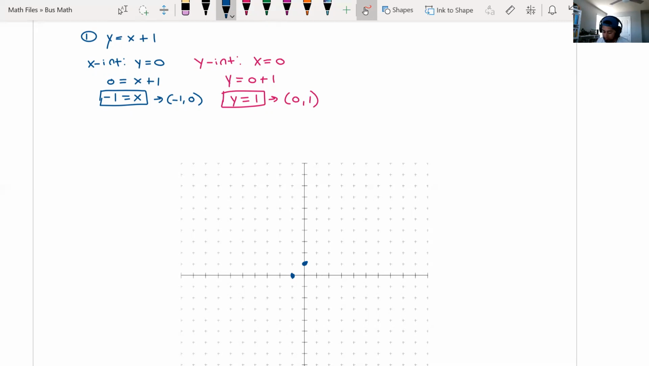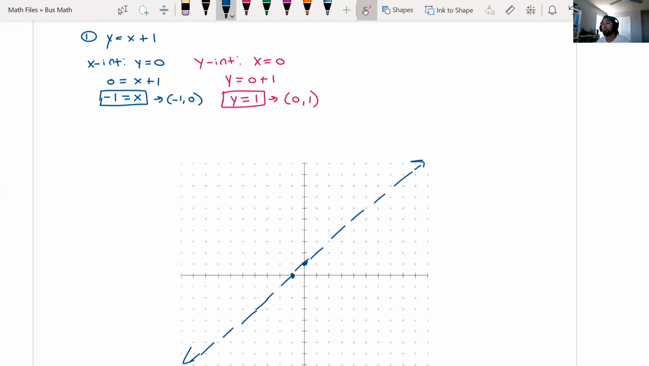Now what we're going to do is finish off the rest of the line, and it's going to be dashed because the inequality is just a less than or greater than. So to complete the rest of this, just draw a dashed line going up and to the right, and down and to the left.